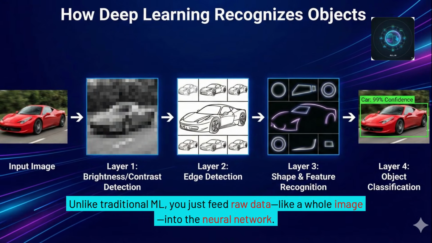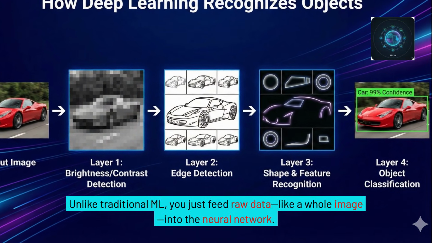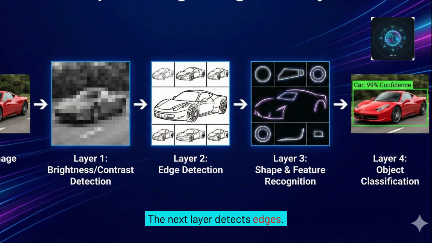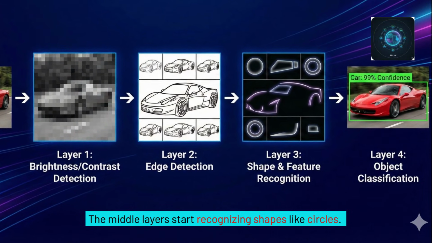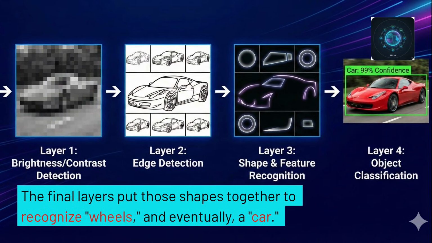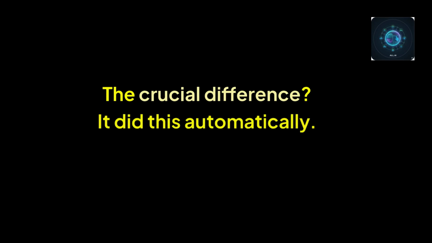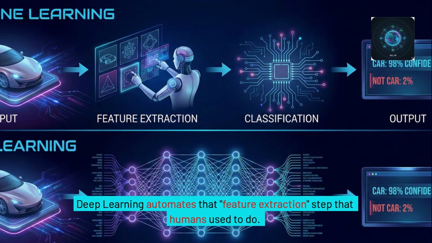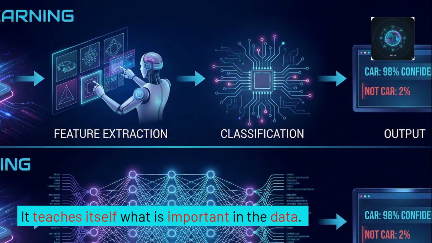Unlike traditional ML, you just feed raw data, like a whole image, into the neural network. The first layer might just detect brightness. The next layer detects edges. The middle layers start recognizing shapes like circles. The final layers put those shapes together to recognize wheels, and eventually, a car. The crucial difference? It did this automatically. Deep learning automates that feature extraction step that humans used to do. It teaches itself what is important in the data.